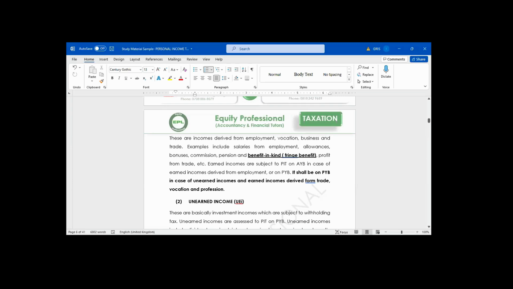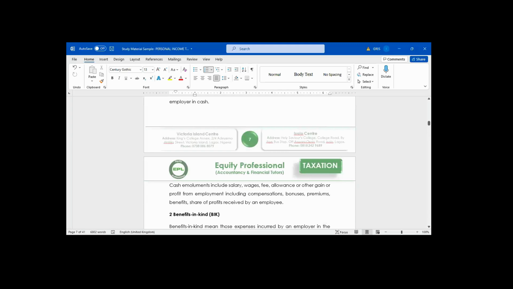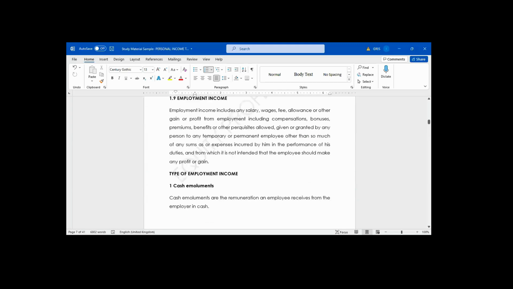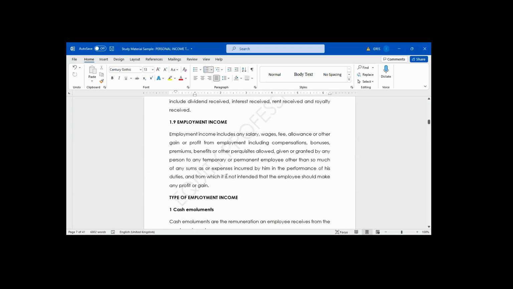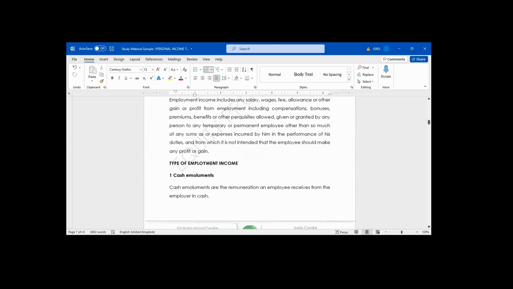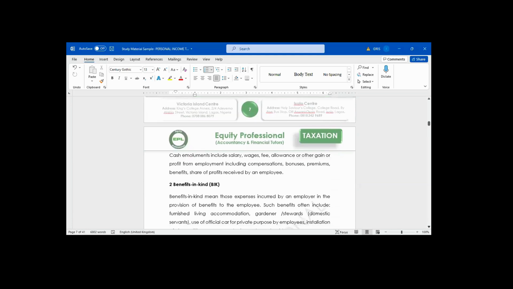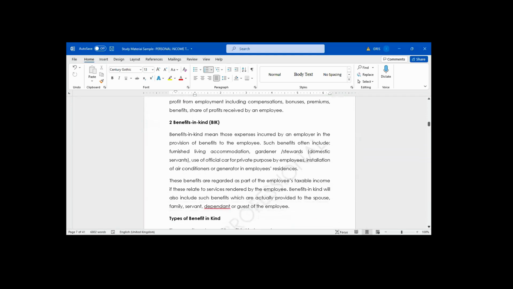But under the employment income, I want to talk about one of them, which is so key to our syllabus. The one of them I want to talk about is called what? This employment income that includes basic salary, housing allowance, according to personal income, we divide it into two. The employment income, we also divide it into how many? Two. One is called cash emolument, while the second one is called what? Benefit in kind.